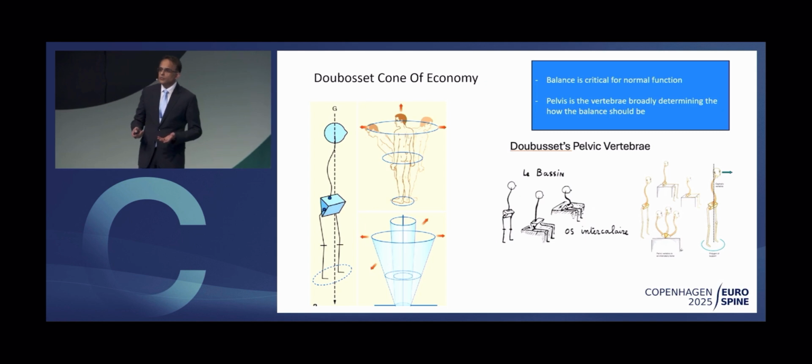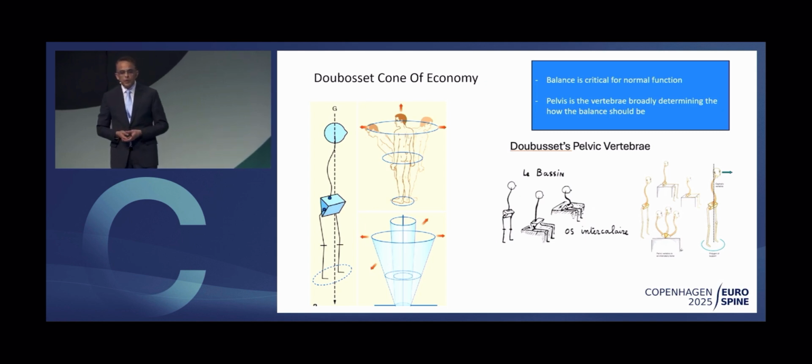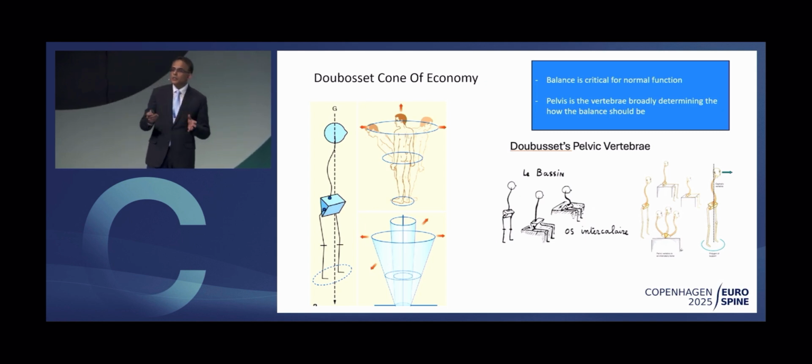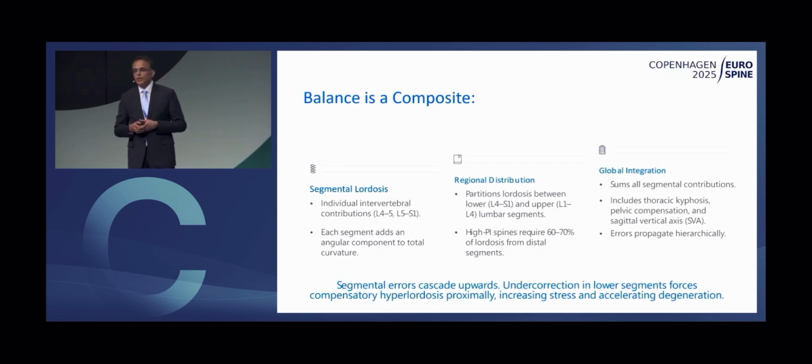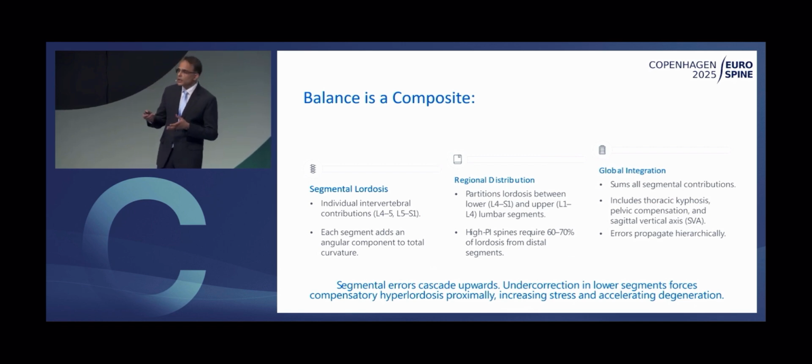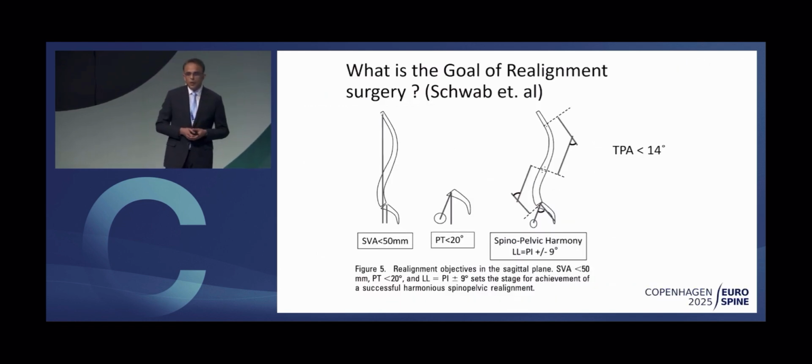Balance is critical for normal function, we all know, and the pelvis is a vertebra which broadly determines what this balance has to be. When we talk about global balance, we need to understand that global balance is not an individual and isolated measurement. It's probably a composite of regional as well as segmental distribution, and any effect on either the segmental or the regional one has a lasting impact on global balance.